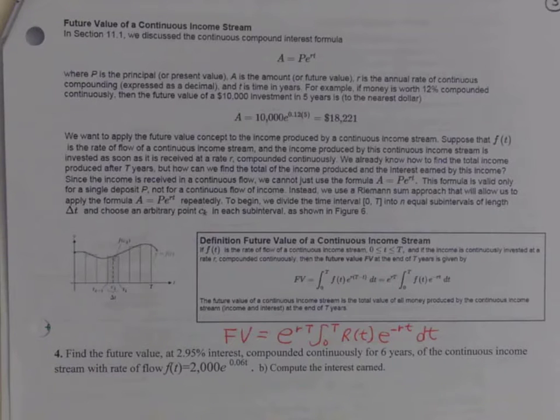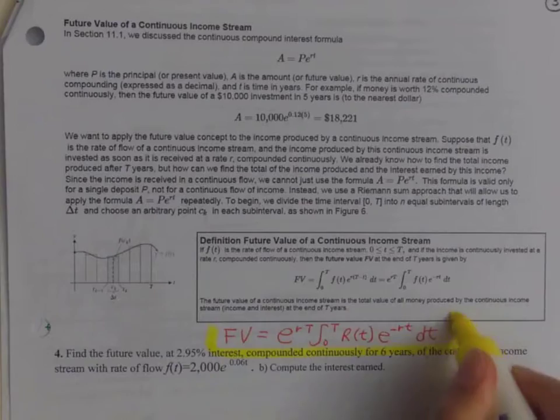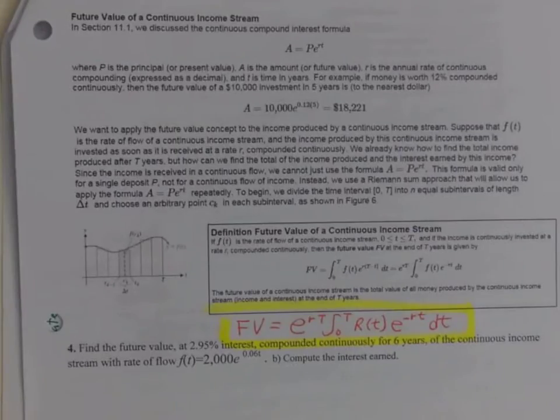Okay, this is the second video for chapter 14.2. We are looking at the future value of a continuous income stream. I know this formula looked very complicated, but after we clean it up, it's kind of like here. I wrote it out for you.